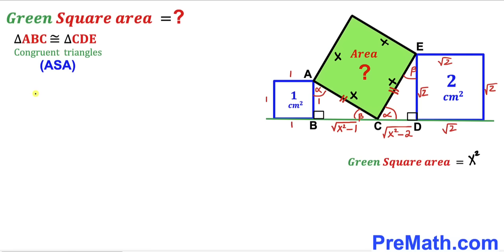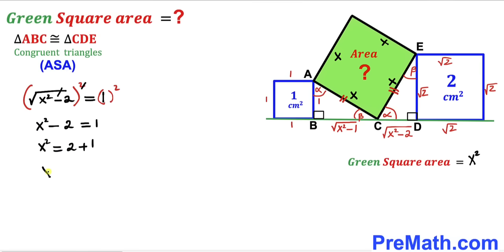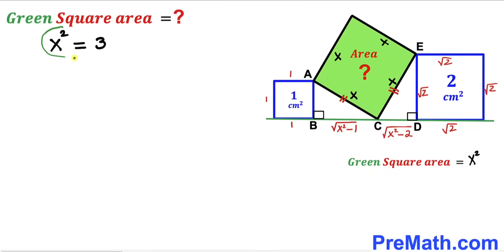So therefore I can write down the square root of x square minus 2 is going to be equal to 1. And now I'm going to undo this square root by taking a square on both sides. And here we can see this square and square root undo each other. So we end up with x square minus 2 equals 1. And now I'm going to move this negative 2 to the other side. So therefore we can write x square equals 2 plus 1, or simply x square value turns out to be 3.